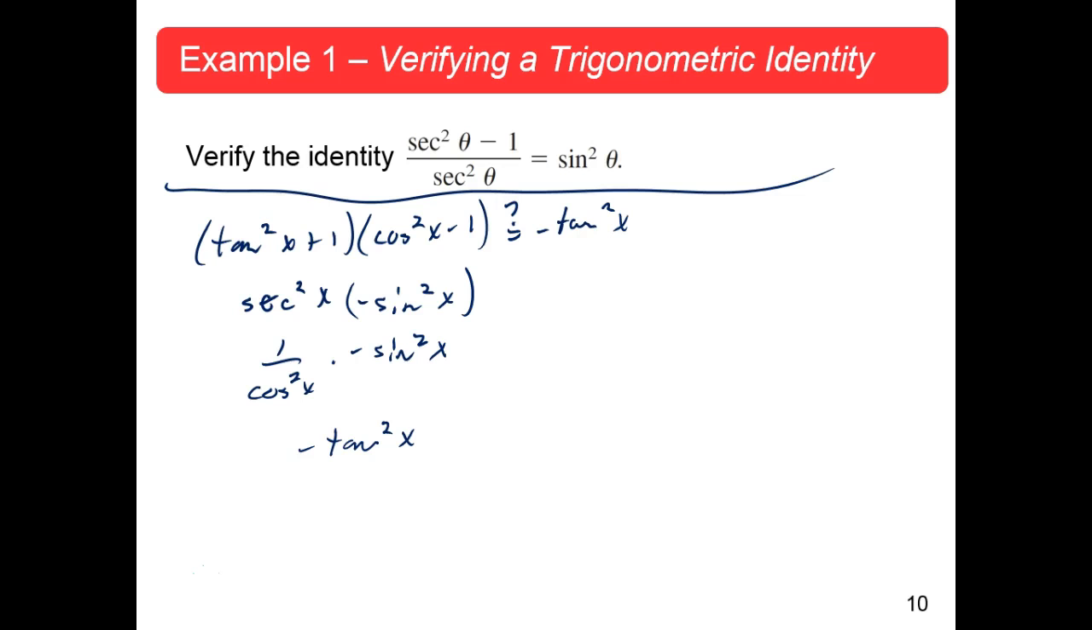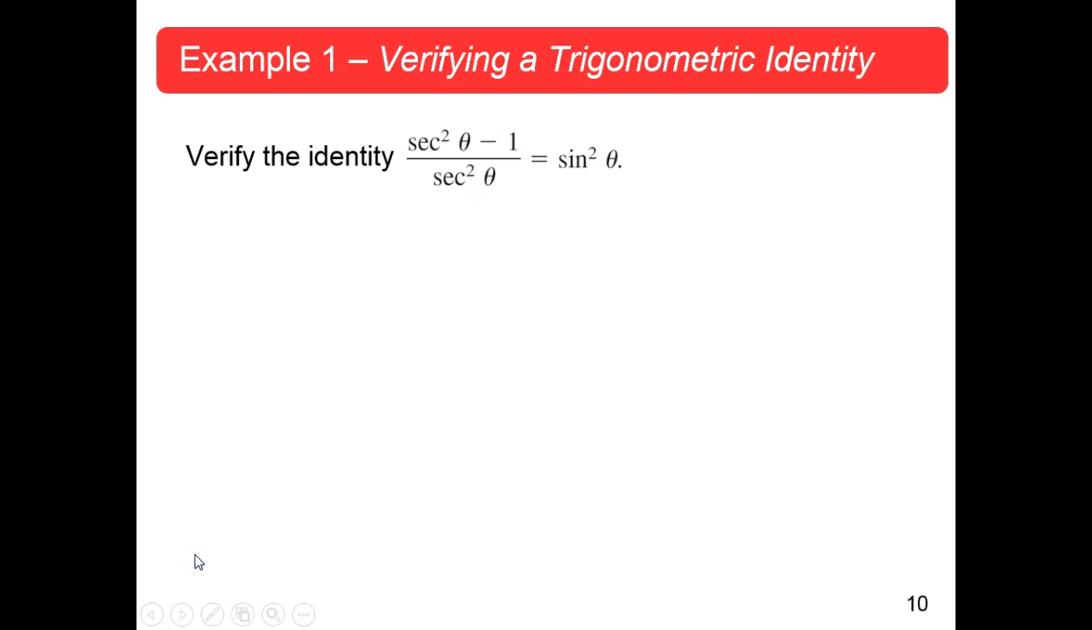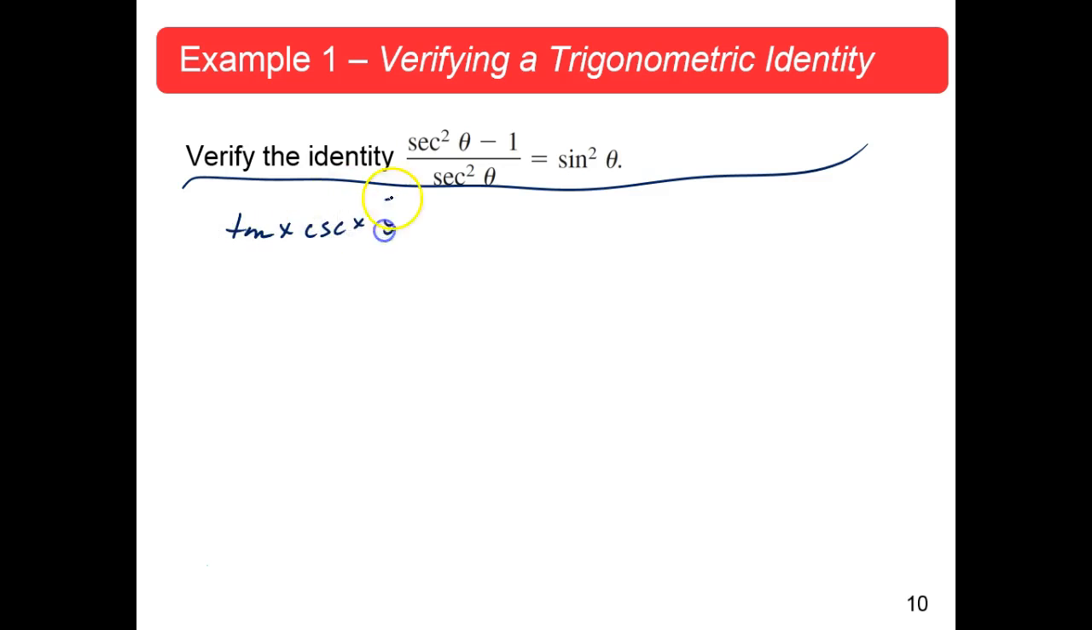Okay, so let's move to example 4. All right, to erase? Yep. Okay, I did anyway. Verify each of these identities. There's 2 of them here. The first one is tan x cosecant x, they claim is secant x. Tan x cosecant x, they claim that that's secant x.